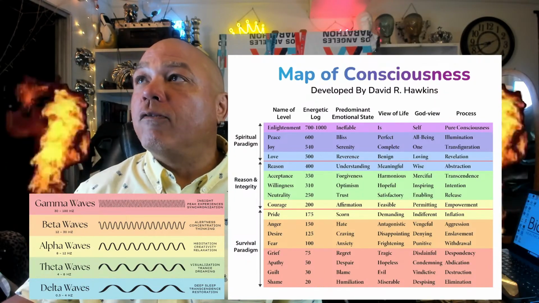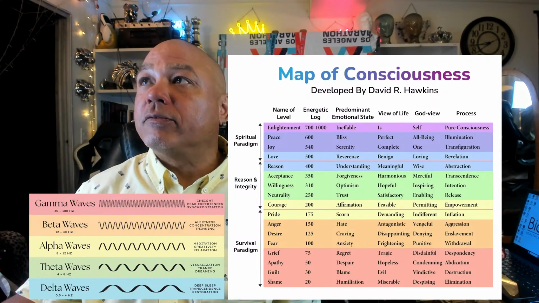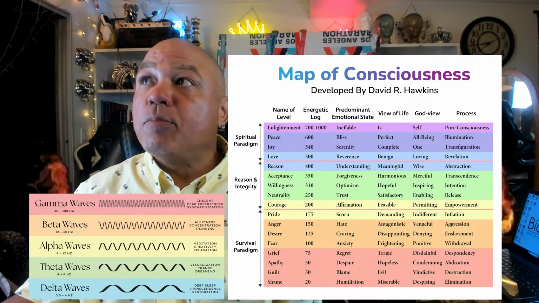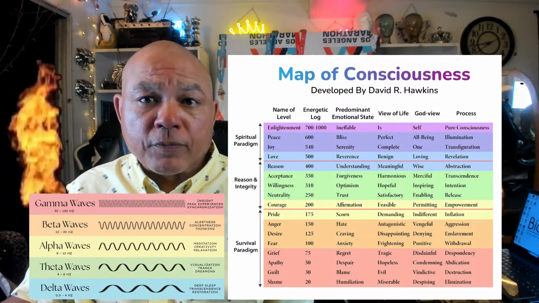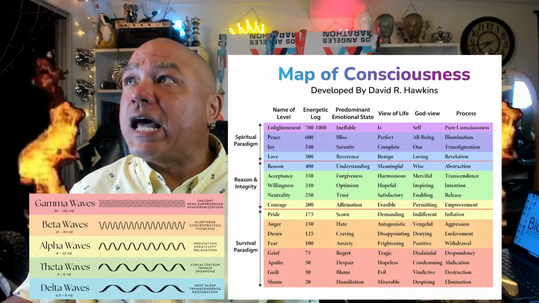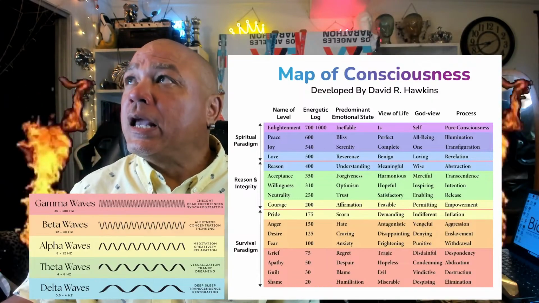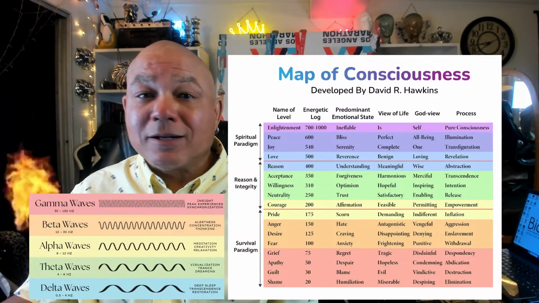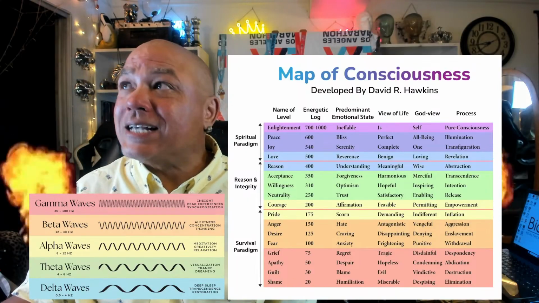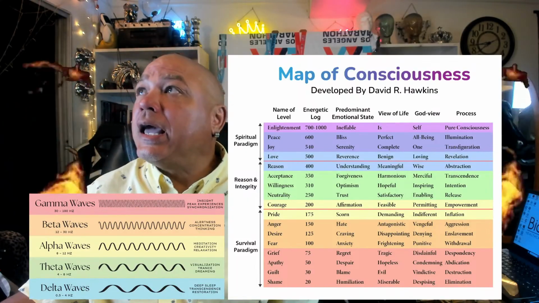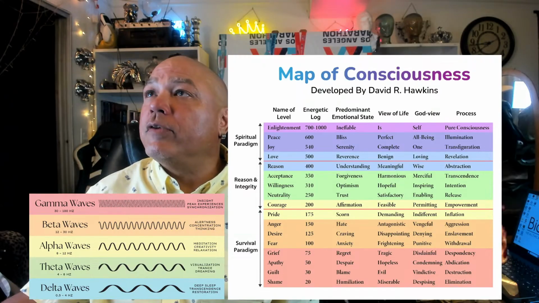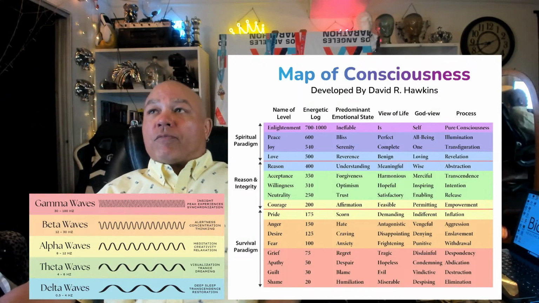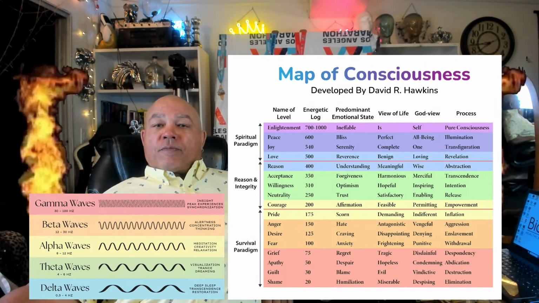Energetic log of 175, right? Their predominant emotional state is one of scorn. And their view of life is that life is demanding. And their God view is that God doesn't care. God is indifferent. That's how they think. That's what they believe. And their process is one of inflation. Now, you see that red line above pride?